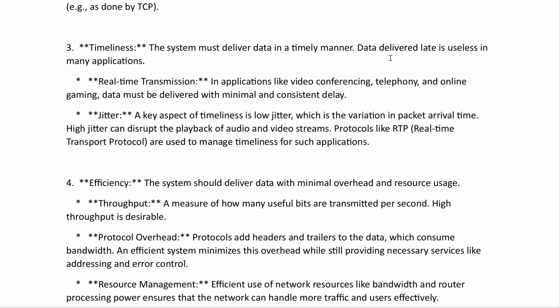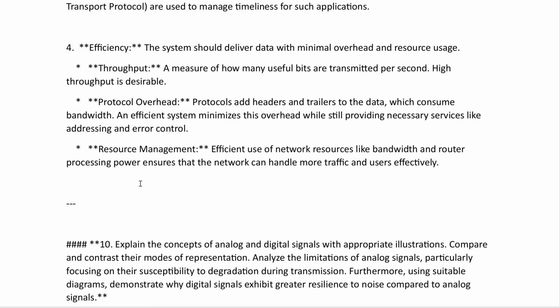Third is timeliness. The system must deliver data in a timely manner. Data delivered late is useless in many applications. Real-time transmission. In applications like video conferencing, telephony, and online gaming, data must be delivered with minimal and consistent delay. Next is jitter. A key aspect of timeliness is low jitter, which is the variation in packet arrival time. High jitter can disrupt the playback of audio and video streams. Protocols like RTP, that is real-time transport protocol, are used to manage timeliness for such applications.